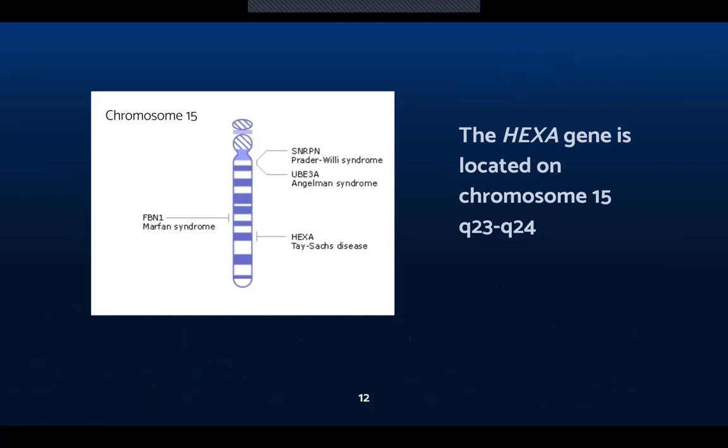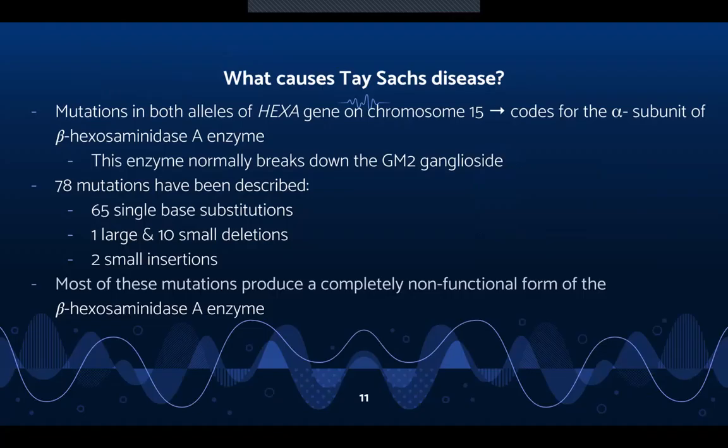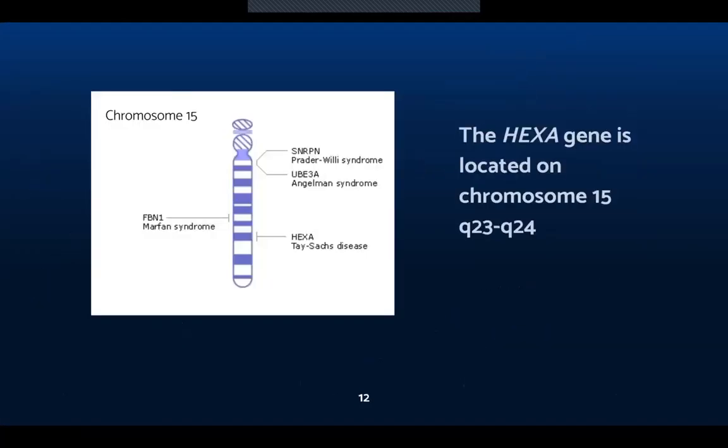This visual shows the location of the HEXA gene relative to other genes that cause different diseases. The HEXA gene is located on the long arm of chromosome 15 at positions 23 to 24.